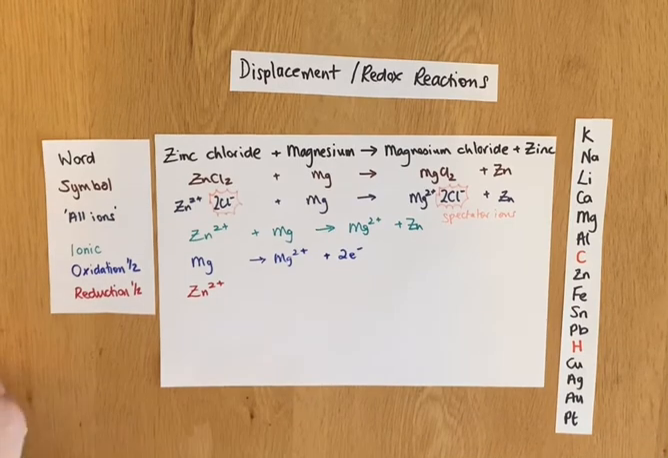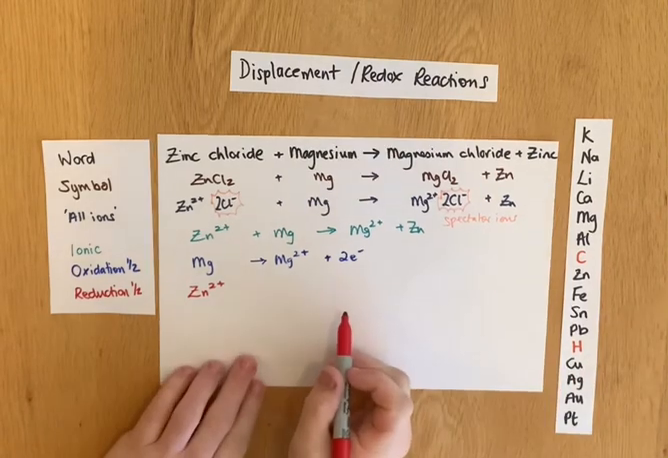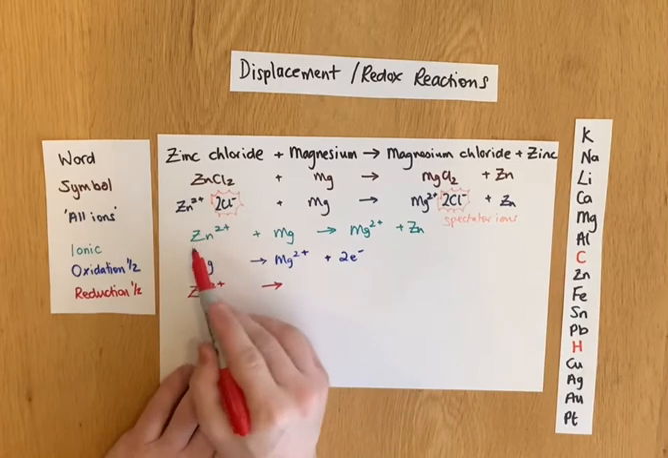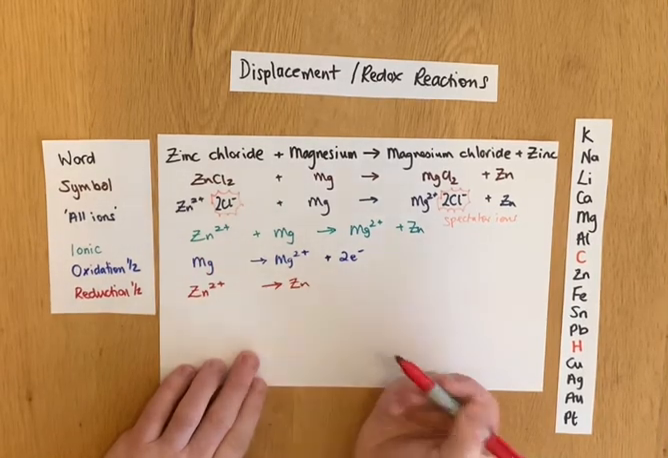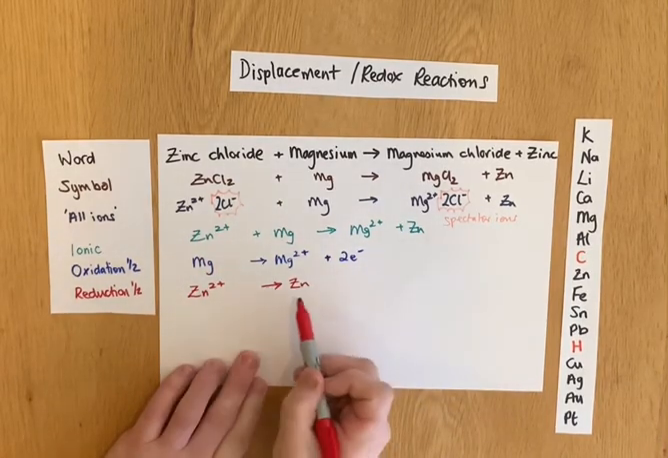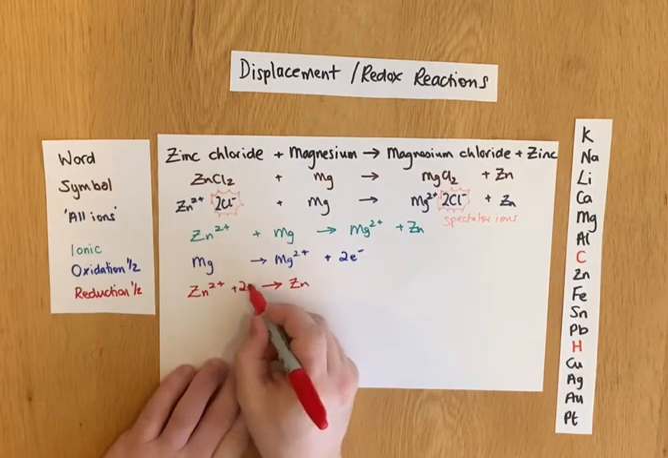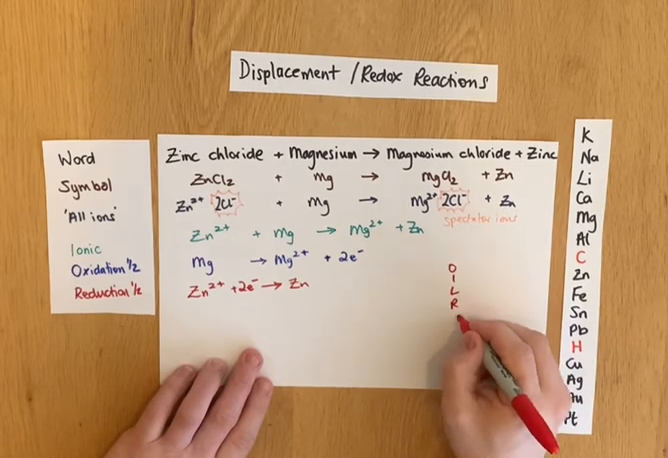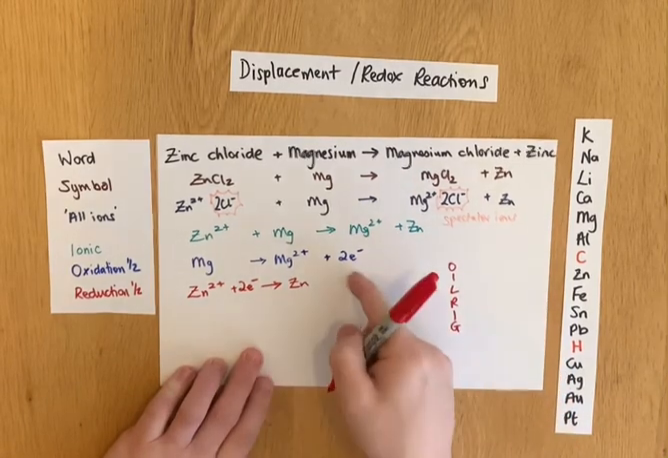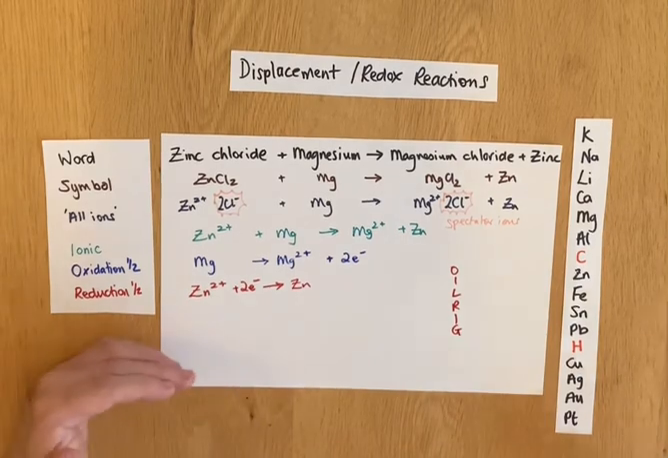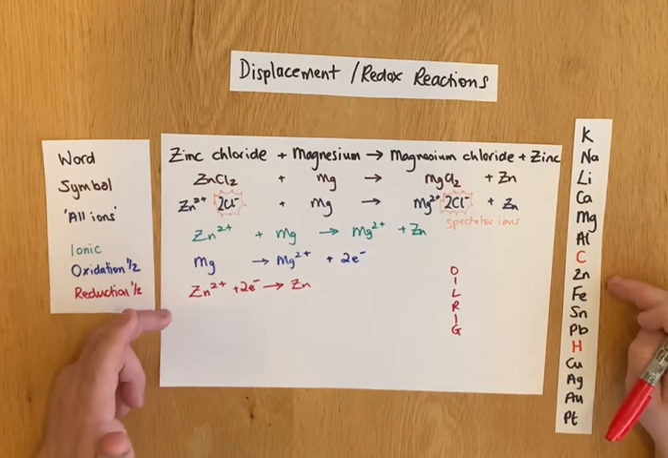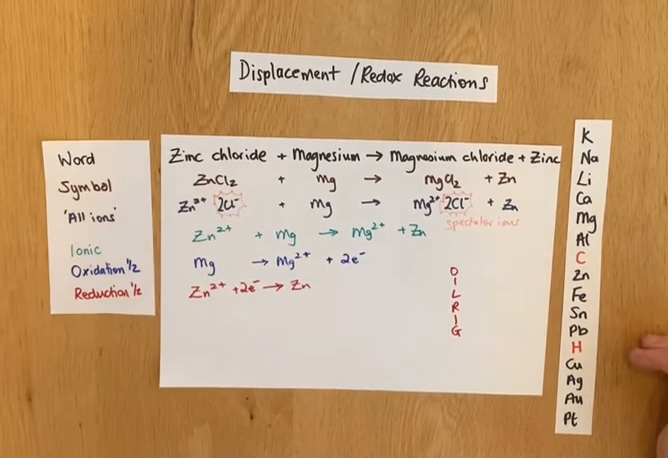Now I'll do my reduction half equation. What happened to zinc, my less reactive element? It changed from zinc ions to zinc atoms. How would zinc 2+ form zinc? It must have gained 2 electrons. Ding, ding, ding. Oxidation is loss, reduction is gain. Yes. And the element that's lower in the reactivity series, zinc, has been reduced. Lower, reduced.